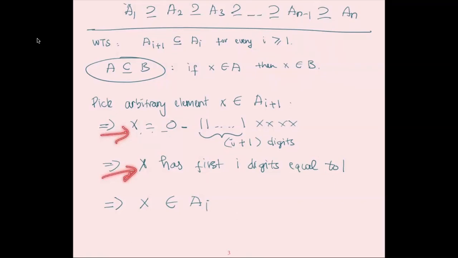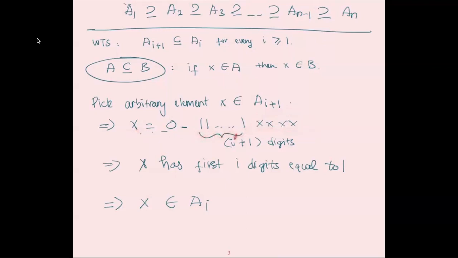For example, if you have x is 0.111 something, which means x is in A3, and the first 3 decimal digits are 1. But it also means that the first 2 decimal digits are 1, right? So if I have x where the first i plus 1 decimal digits are 1, and something appended after that, I don't care.